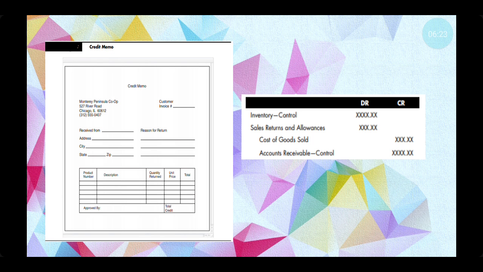Ito yung example ng credit memo. Tapos, yung sa posting ng general ledger, after ma-reconcile lahat, sa general ledger magkakaroon tayo ng posting sa control accounts, which is inventory control, sales return and allowance debit, cost of goods sold, accounts receivable control credit.